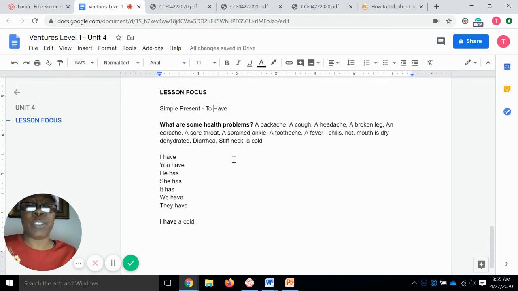A backache, it's your back, right? And a cough. Of course, we've seen a picture of a broken leg, a sore throat. When you go to the doctor, you're going to want to be able to tell the doctor what's wrong with you, what's going on with you, right? So one way that you say what's wrong is I have.